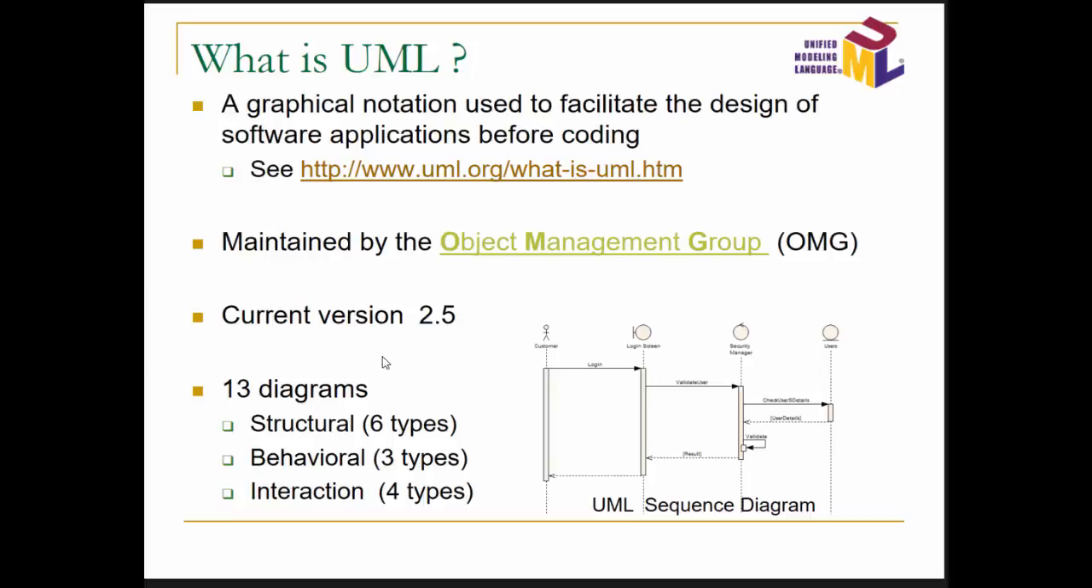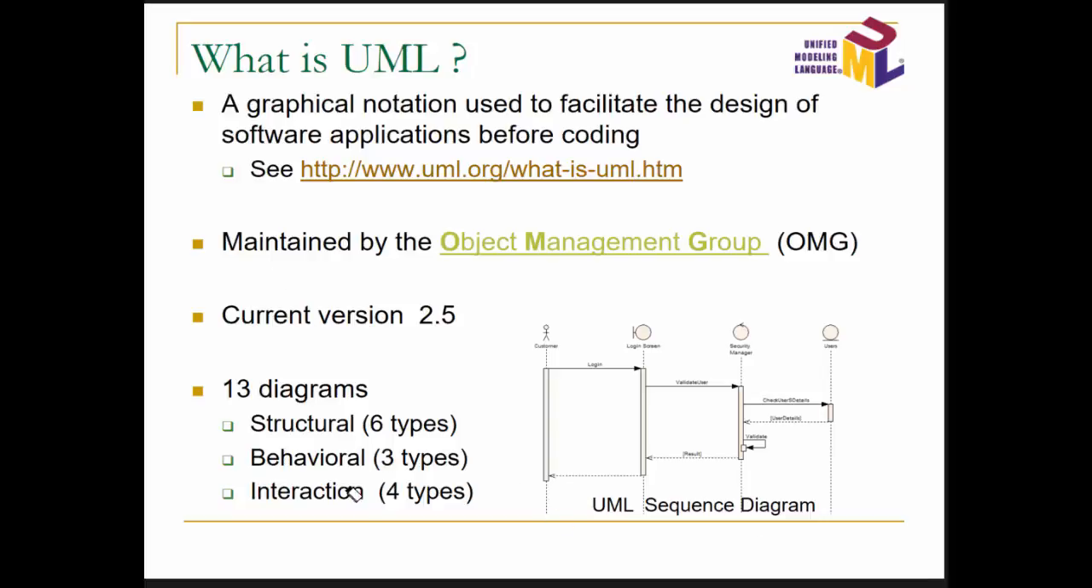The current version of the UML is version 2.5, and it specifies 13 different kinds of notation, 13 different kinds of diagrams that are broken into 3 types: the structural diagrams that define the static structure of a software system, the behavioral diagrams, and the interaction diagrams. Structural is the static structure of a system. How is it put together? Behavioral: how does this system behave in the presence of so-called use cases when it's used? And interaction: how do the various parts of the system work together?